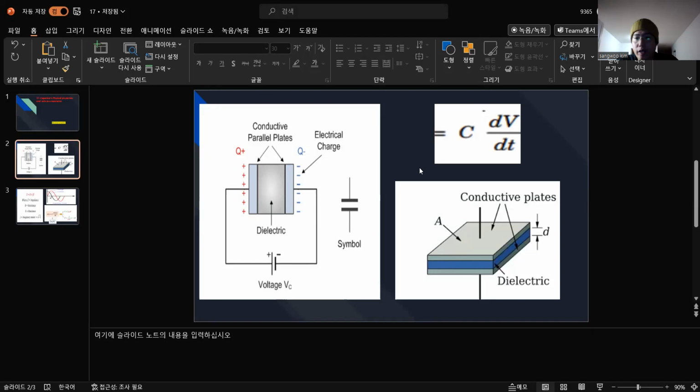So first of all, as you can see, we have to memorize this equation first. I will explain more about it. The capacitor is made of two metal plates, like conductive plates, and between them there's a dielectric. A dielectric and an insulator are the same material, but the purpose is different, right? This is the symbol, and because displacement happens, the current can flow.